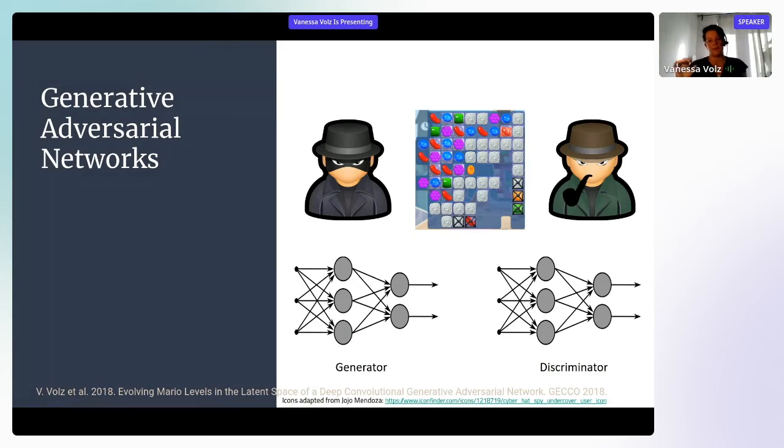GANs are adversarial training networks. You have two networks. One is a generator, that is this evil-looking person over there that is trying to forge whatever artifact you're looking for. In this case, it's a Candy Crush Saga level. So it is generating something, and then the discriminator needs to decide whether it is fake, i.e.